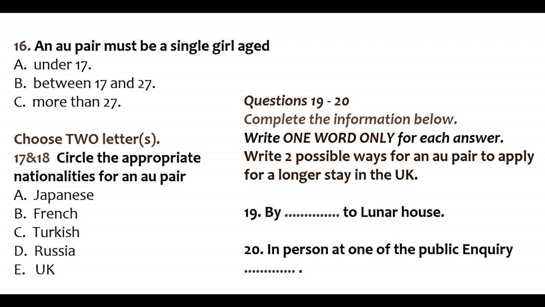If an au pair wishes to stay longer than the time stamped in her passport, she may apply either by post to Luna House, Croydon, or in person at one of the public inquiry offices. If she applies by post, it is a good idea to send any valuable documents by recorded delivery post. She should apply before the time limit on her permitted stay runs out. She must show that the arrangements are still those of an au pair. She may change host families during her time in the UK, providing that the new arrangements are also those of an au pair.